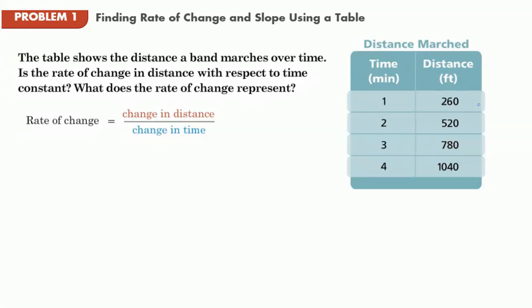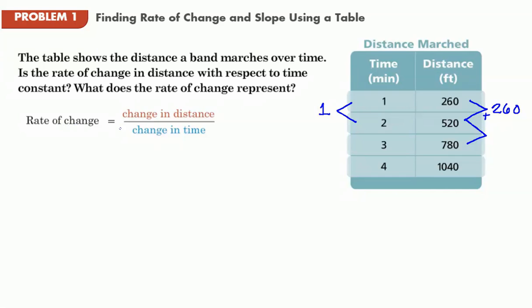So looking at our table, we want to know what are the differences between 260 and 520, 520 and 460, and so forth. So let's just take the first one. The difference between 260 and 520 is 260 positive. The change between the time from 1 to 2 minutes is just 1.